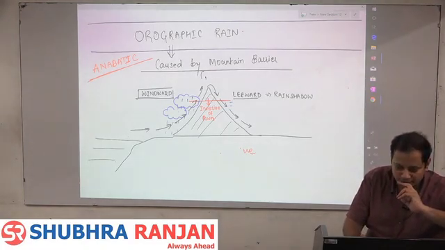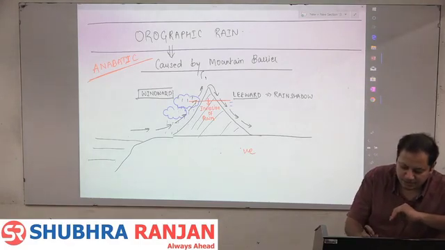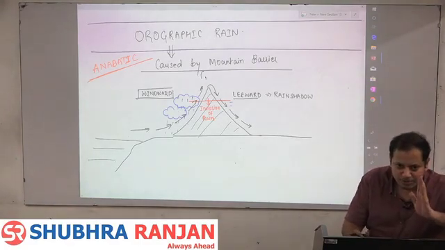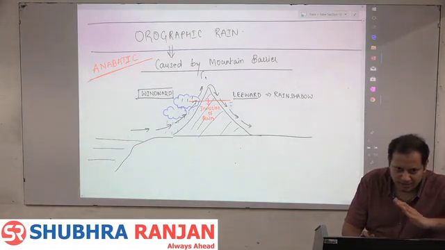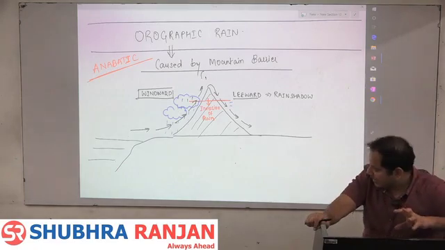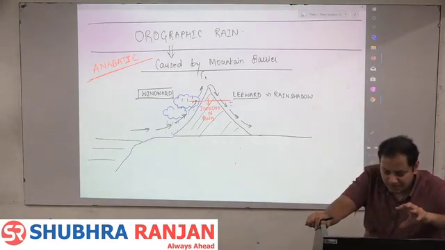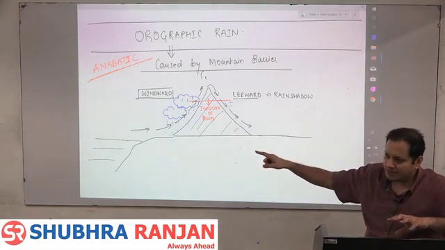Orographic rainfall is not dependent upon seasons. See, rest of the things you already know: the mountain has to be perpendicular to the wind direction, not parallel. If it is parallel, the air will not be forced to rise up. Second, the maximum difference of rainfall is between two places on the windward and leeward sides.